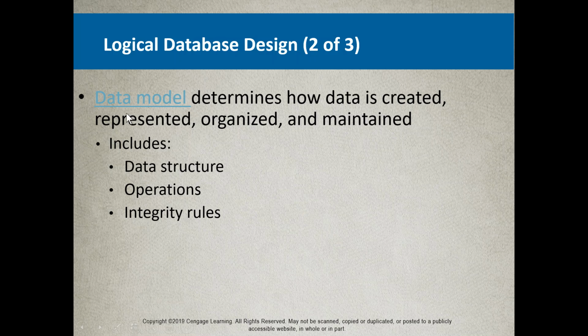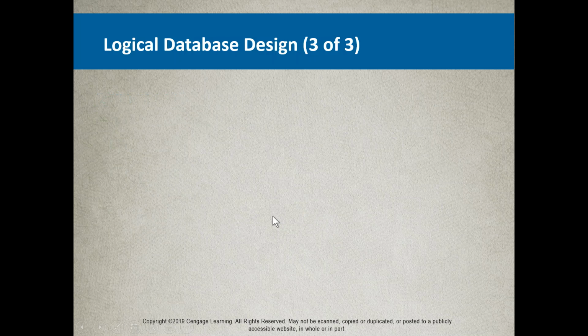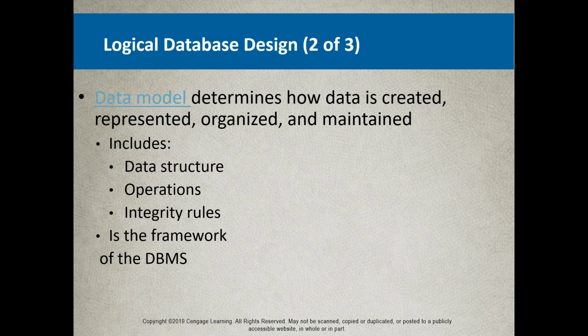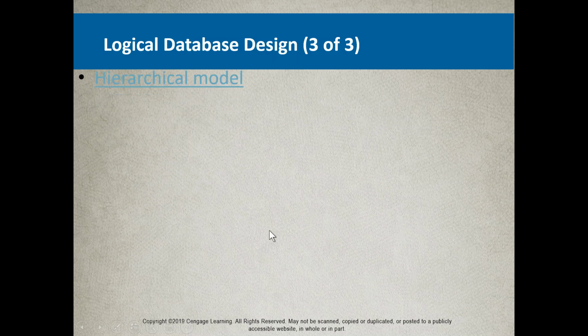So the data model consists of those three key elements: the data structure, the operation, and the integrity rules. It forms the framework of the entire database management system. So it's a great quiz question when they ask, what are the three key components, and describe a little bit of each one of them. Would be a great question.